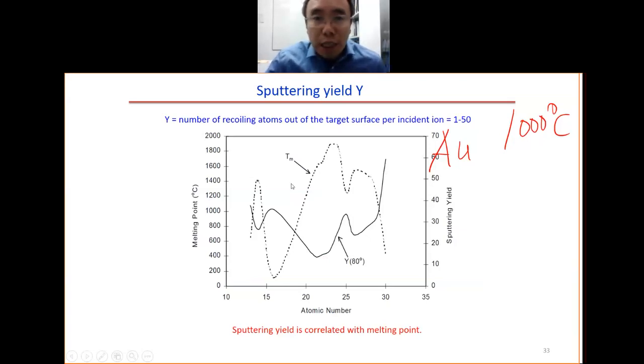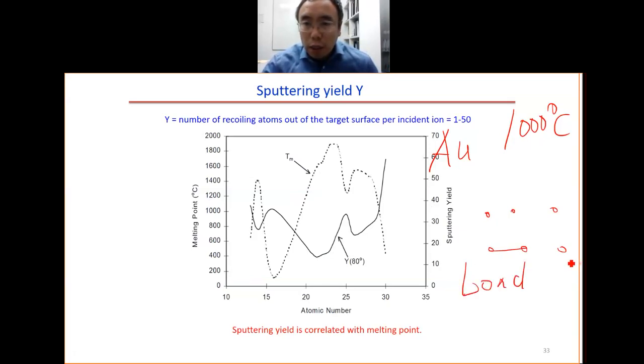So why do you have this kind of correlation between melting point and sputtering yield? This is because of the lattice. You have the bonding energy. This is the bond. For the metal gold, you have metallic bond. For the dielectric materials like aluminum oxide, you have the covalent bond.